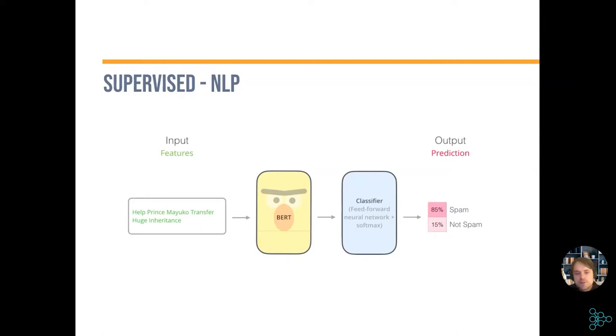After your representation, again, you can have a classifier, and your classifier can be part of the same network, can be a different network, can be a support vector machine, a logistic regression, whatever you want. And then you have the output.